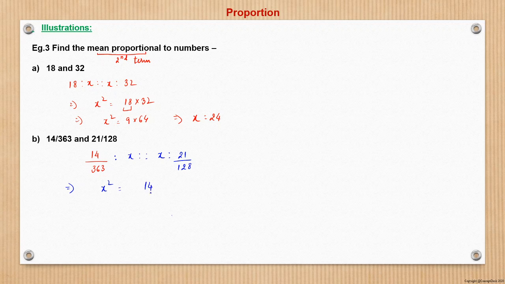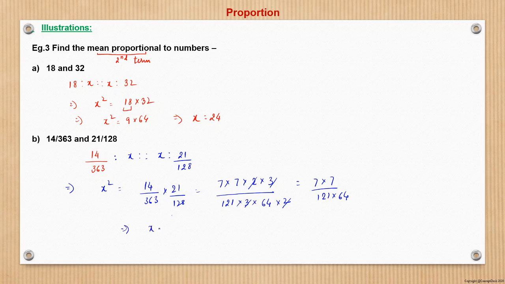So it is 14 by 363 into 21 by 128. So this I can write as 7 into 2 into 3 in the numerator, and the denominator 363 I can write as 121 into 3, 121 is a perfect square, I know, and 128 I can write as 64 into 2. So now this 3 and 2 will get cancelled here. So this is 7 into 7 upon 121 into 64.